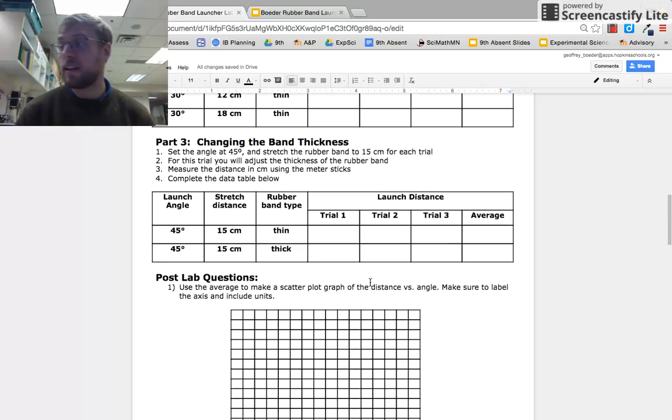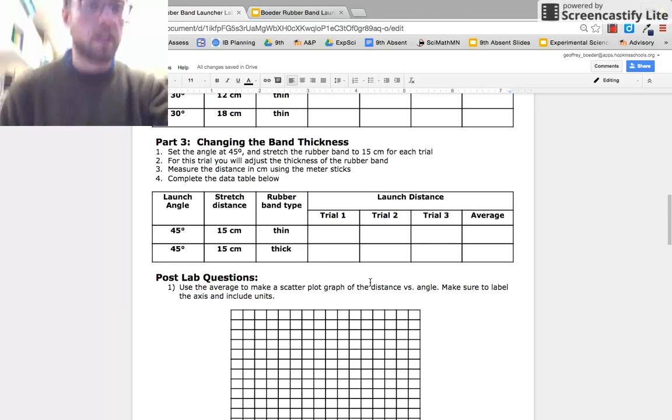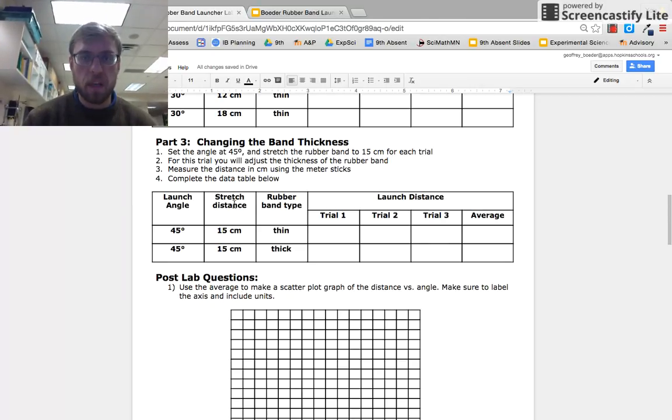Part 3, you're going to change the band thickness. You have actually 2 rubber bands at your station. You have a thin rubber band and a thick rubber band. We'll set it to 45 degrees. Run it through 3 times with the thin rubber band. 1, 2, 3 trials. Average it out. And then 45 degrees, 15 centimeters, same stretch. But run it through with the thicker rubber band. See which one went further.